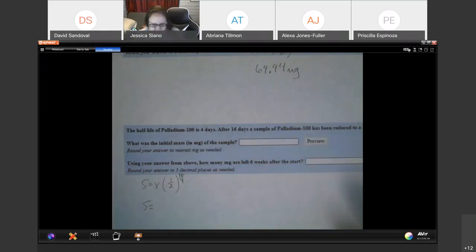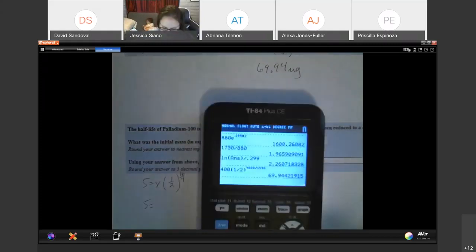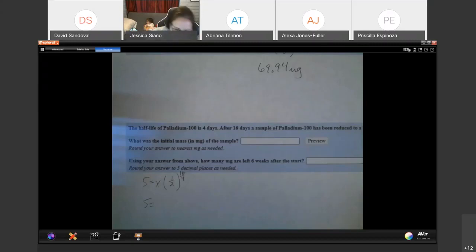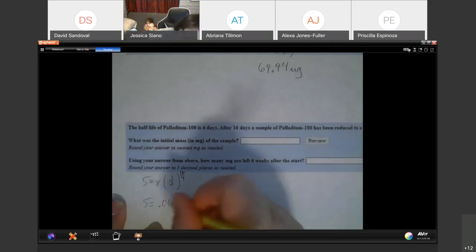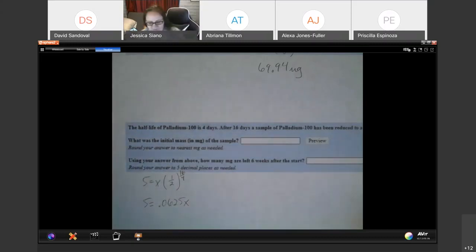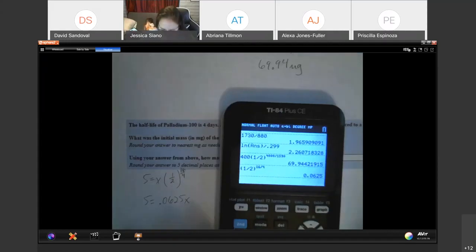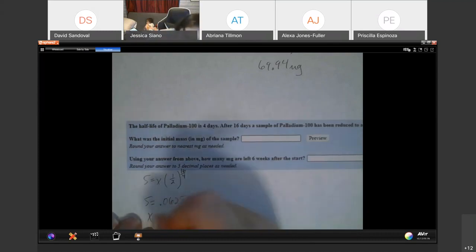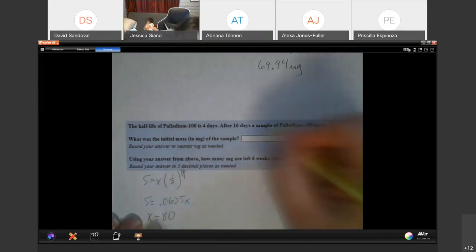So what is 1/2 to the 4th? So 0.0625, and then 5 divided by that, 80. So my initial amount was 80 milligrams.